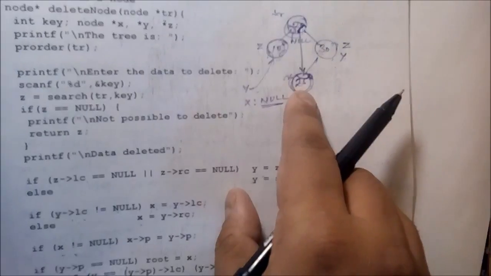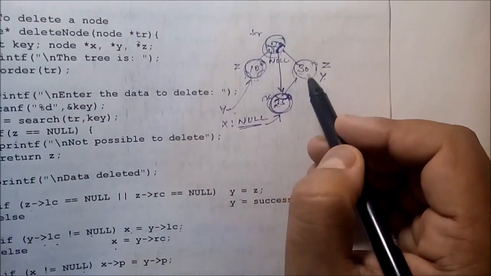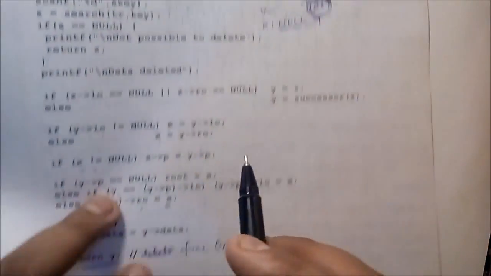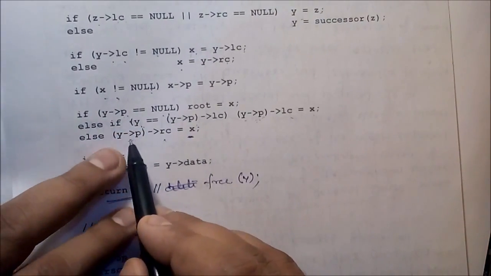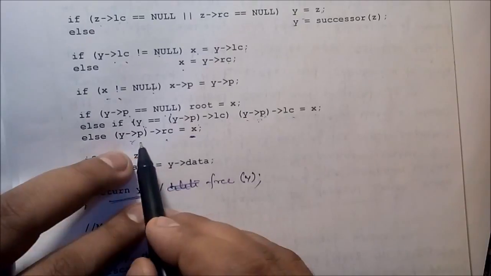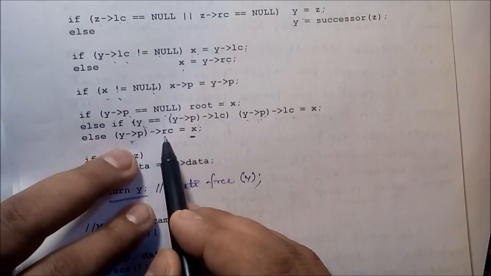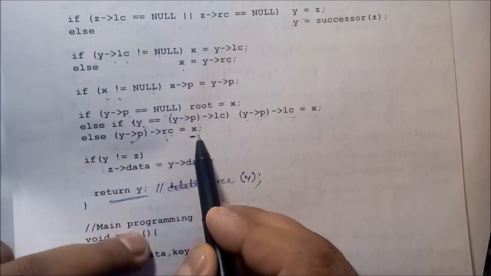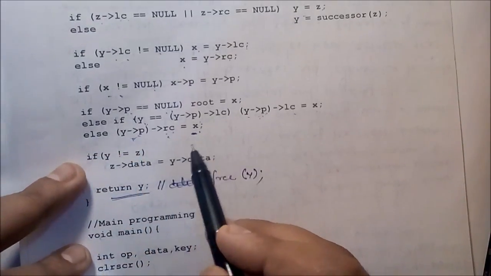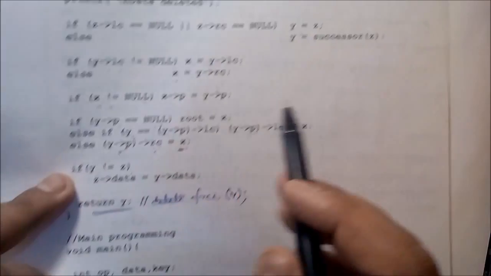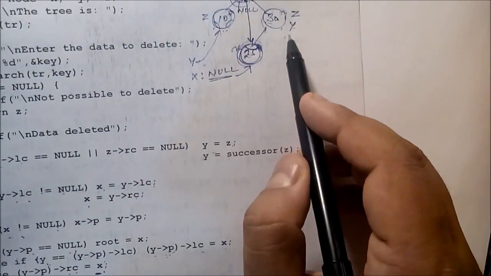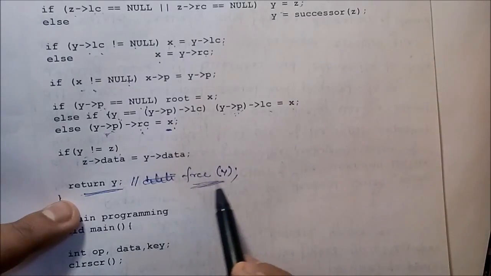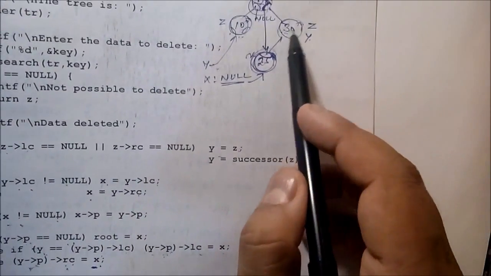What is x? X is this one. Now suppose you want to delete this particular node, so in this part we have to store the address of this node. So in the right child part of the parent of y, you put the address of x. Okay, now if y not equal to z, the condition is false because both are the same thing. Don't do anything, it will return y, or you can free the y part. You can delete this particular part.